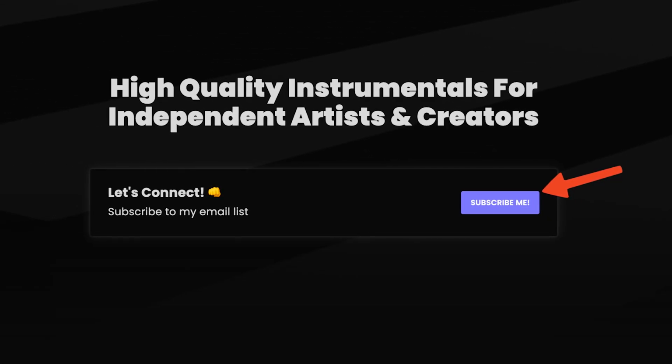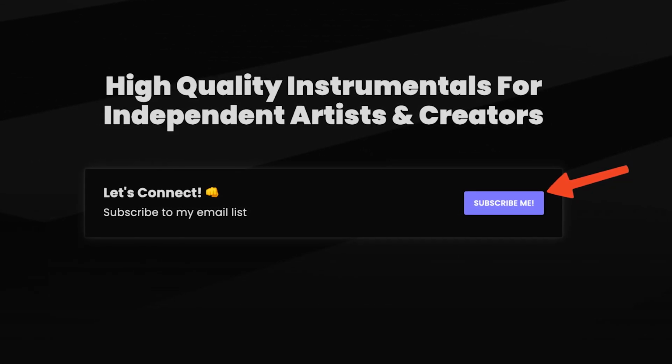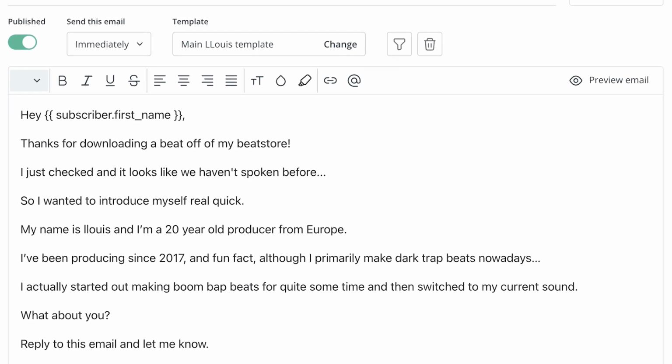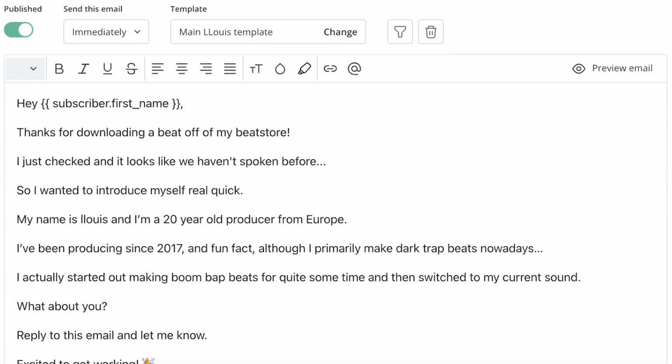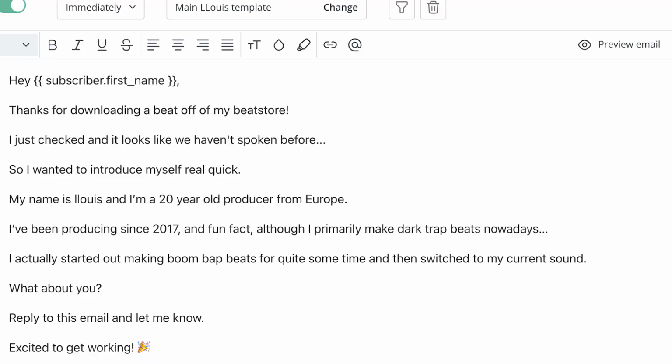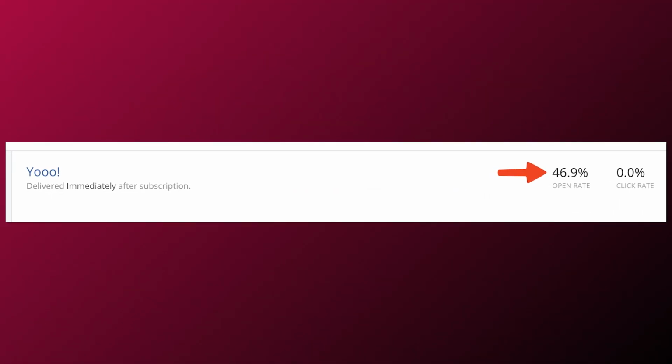Okay, second tiny mistake. Once somebody does join your email list, there's no welcome email to them. And so with email being a way to directly communicate with your leads or customers, this first email is huge. This is super important because this person just joined your email list and you are fresh in their brain. This email is going to have an extremely high open rate.